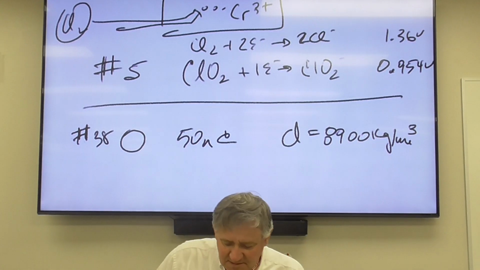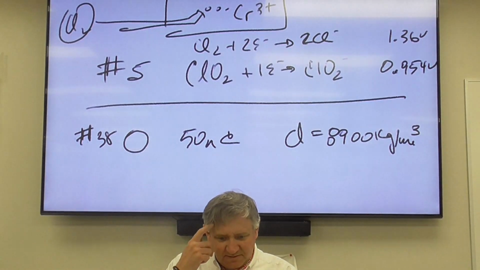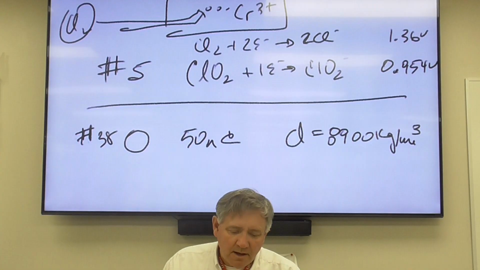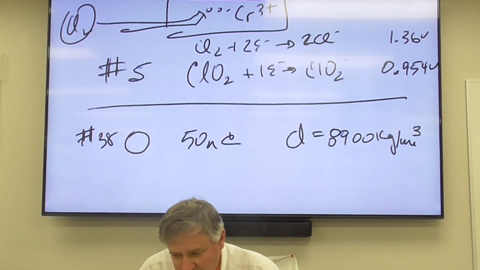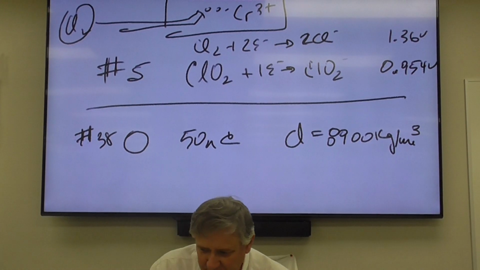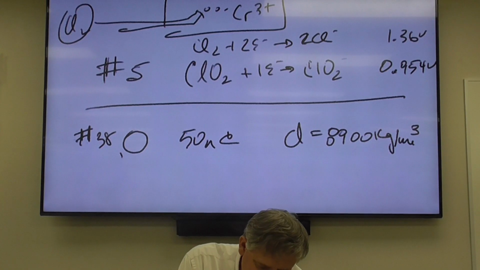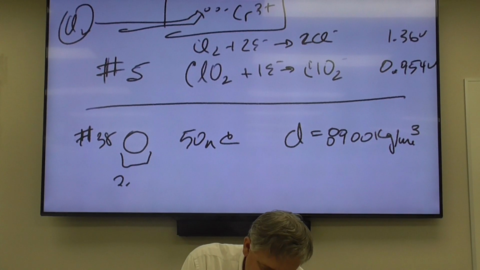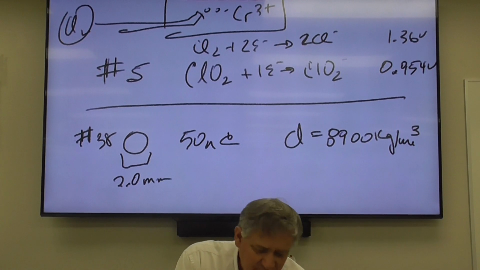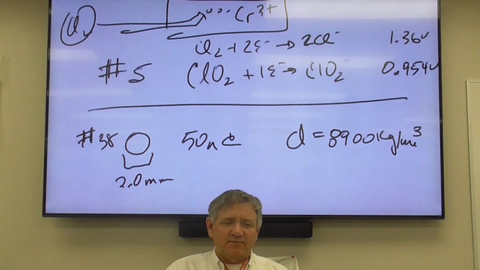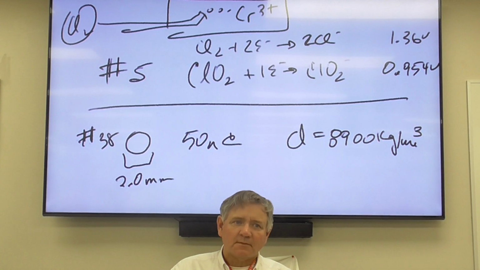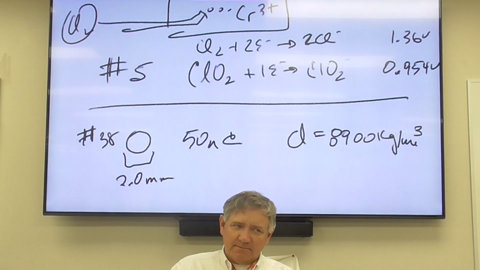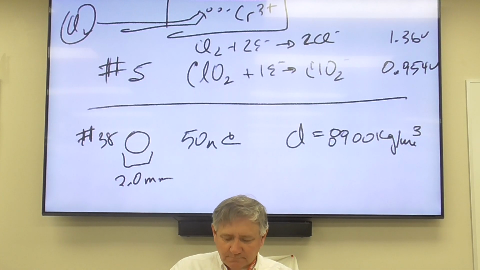Okay, so let's start with 38 because that one was relatively challenging. Let's even start with the idea, look at what they've given you, because if you start off wrong, everything is going to go wrong. Did they give you the radius or did they give you the diameter? Yeah, that's why. They gave you the diameter, okay?